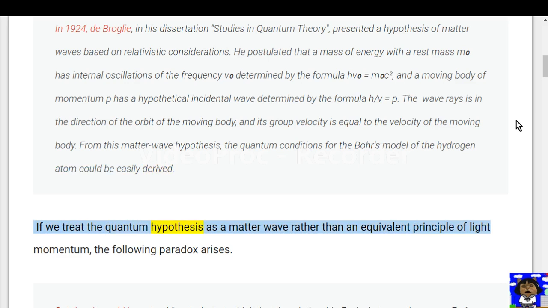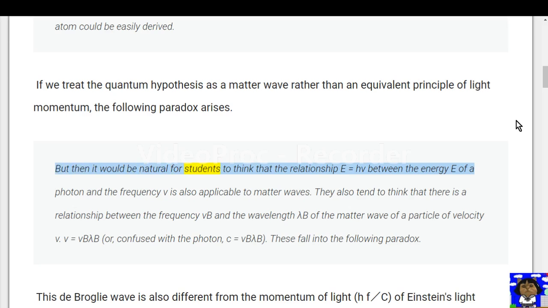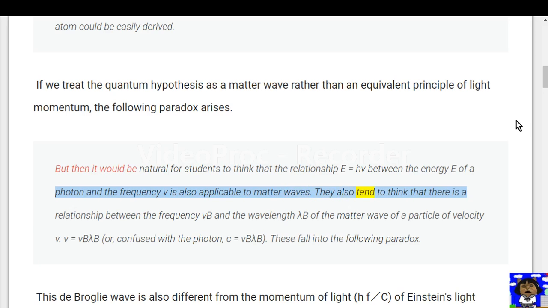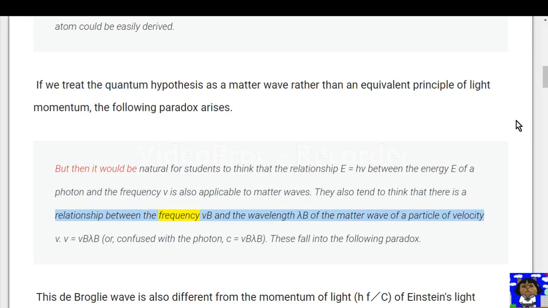If we treat the quantum hypothesis as a matter wave rather than an equivalence principle of light momentum, the following paradox arises. But then it would be natural for students to think that the relationship E equals hν between the energy E of a photon and the frequency ν is also applicable to matter waves. They also tend to think that there is a relationship between the frequency ν and the wavelength λ of the matter wave of a particle of velocity v equals νλ, or, confused with the photon, c equals νλ. These fall into the following paradox.